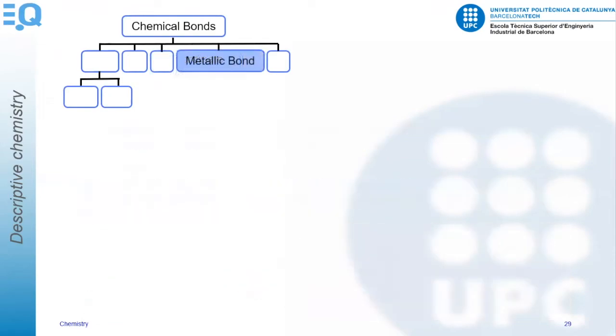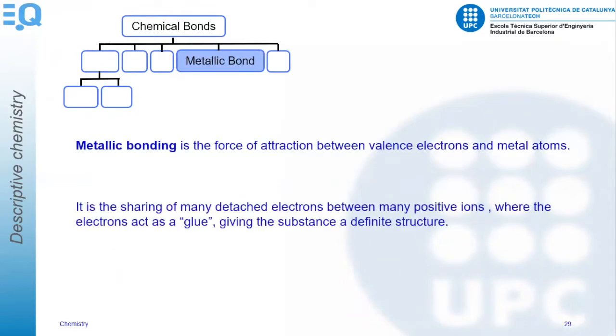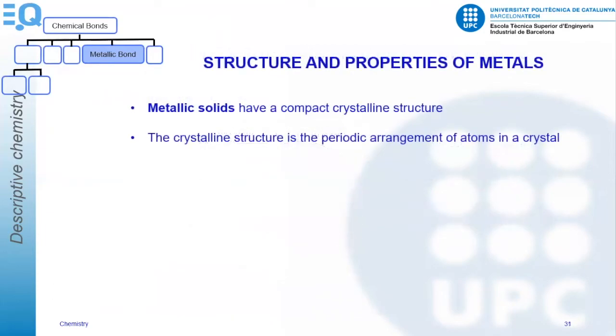Metallic bonding is the force of attraction between valence electrons and the metal atoms. It is the sharing of many detached electrons between many positive ions, where the electrons act as glue, giving the substance a definite structure. It is unlike covalent or ionic bonding. The metallic properties are as follows. They are solids with crystalline structure. They have a relatively high thermal and electrical conductivity and can deform plastically under the application of a force. And they have a metallic shine that is a consequence of the high reflectance of light.